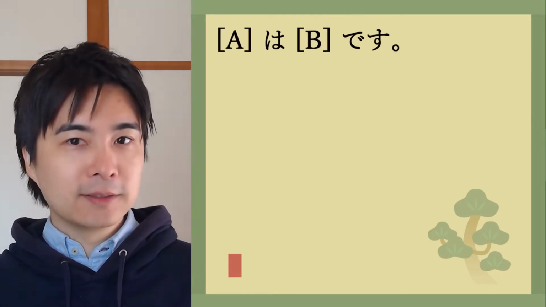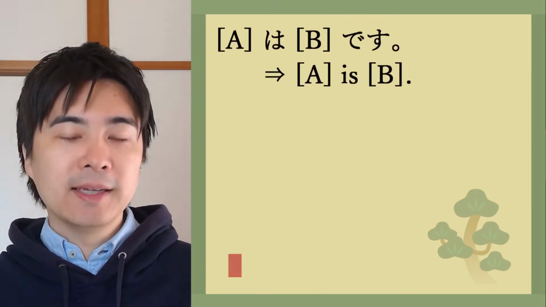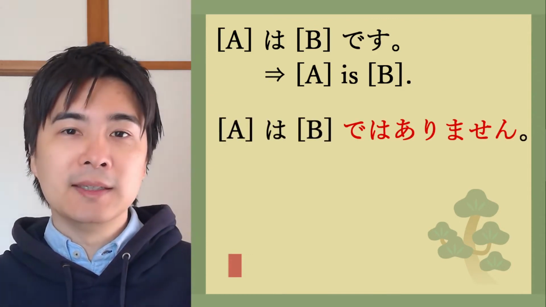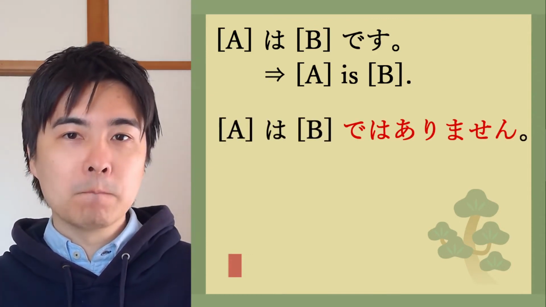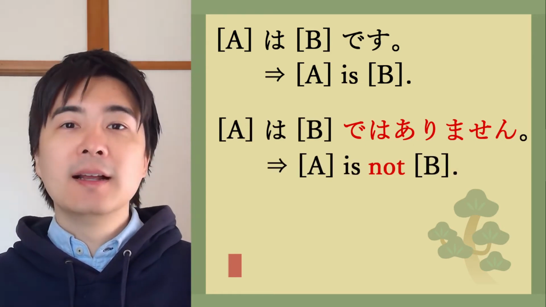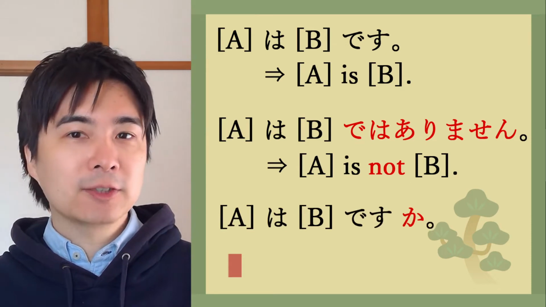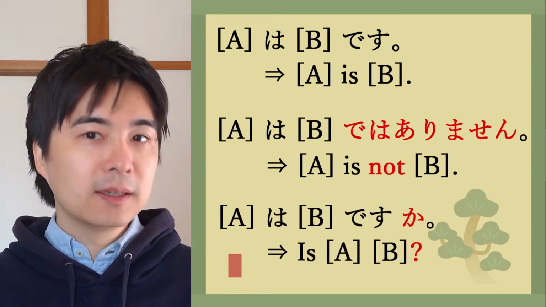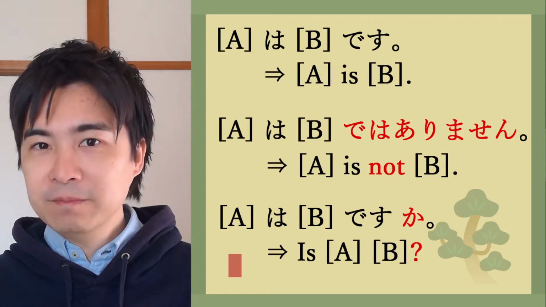Okay, how was it? Let's review what we learned for now. A は B です means A is B. And A は B ではありません means A is not B. And A は B ですか means is A B? Do you remember all of them?